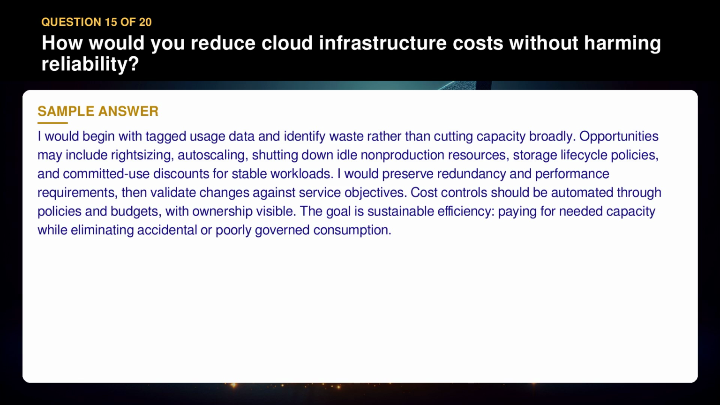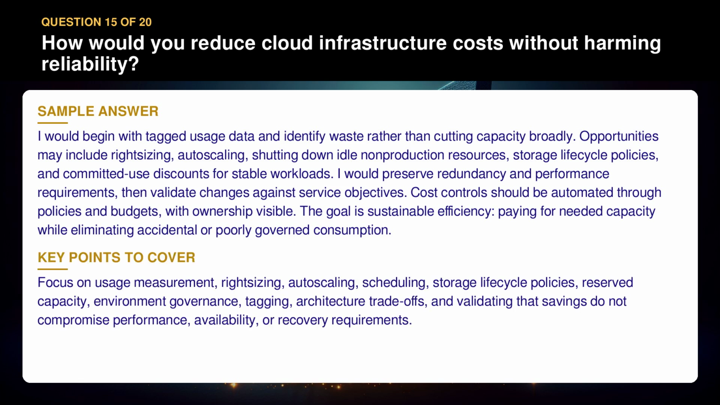Cost controls should be automated through policies and budgets, with ownership visible. The goal is sustainable efficiency, paying for needed capacity while eliminating accidental or poorly governed consumption. Focus on usage measurement, right-sizing, auto-scaling, scheduling, storage lifecycle policies, reserved capacity, environment governance, tagging, architecture trade-offs, and validating that savings do not compromise performance, availability, or recovery requirements.